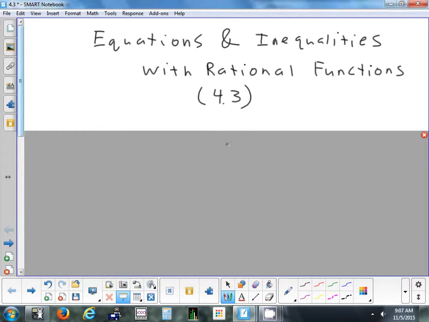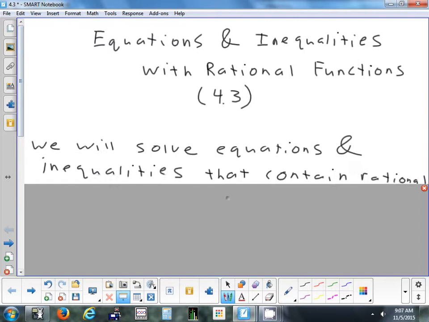Okay, so our last section for this week is 4.3. Still talking about rational functions. What we're going to do today, kind of get away from some of the graphing and the heavy-duty sketching and solve more equations and inequalities. Some things we'll have to do with our calculator. Some things we'll do with algebra.